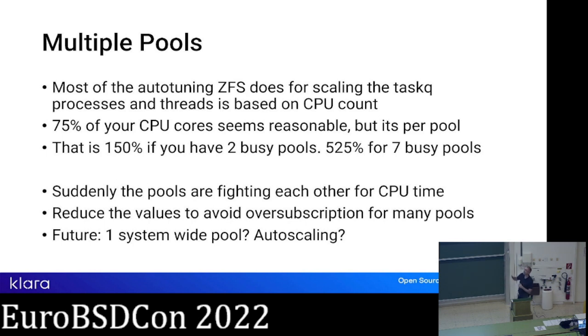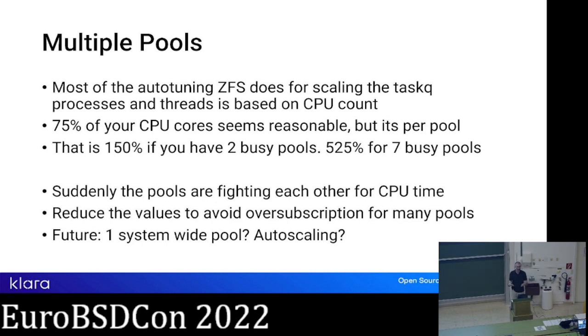And then the last problem we ran into is all of this tuning being system-wide means that while the default is to use 70% of your CPU cores for some of these task queues, if you have 7 pools on your system, you've now allocated 525% of all your CPU cores to doing this work, and that probably doesn't make sense. So we're going to look at possibly having one task queue that ZFS uses for all the pools, or somehow auto-tuning some of this down so that when you have multiple pools, you don't end up using more than all of your CPUs, because this can cause you all kinds of headaches.